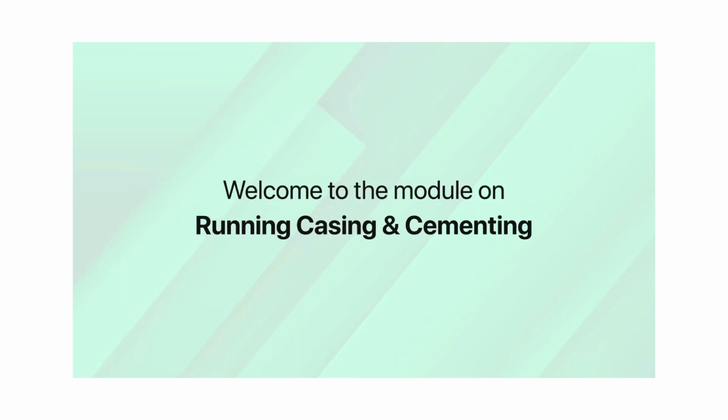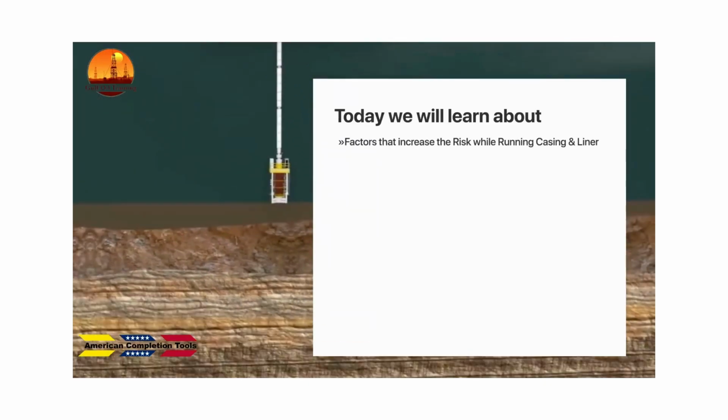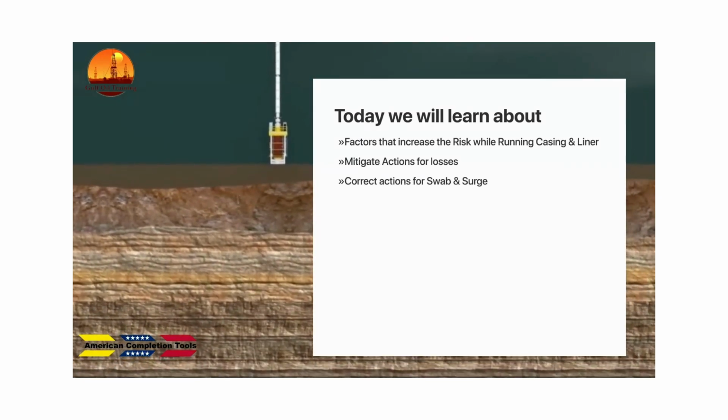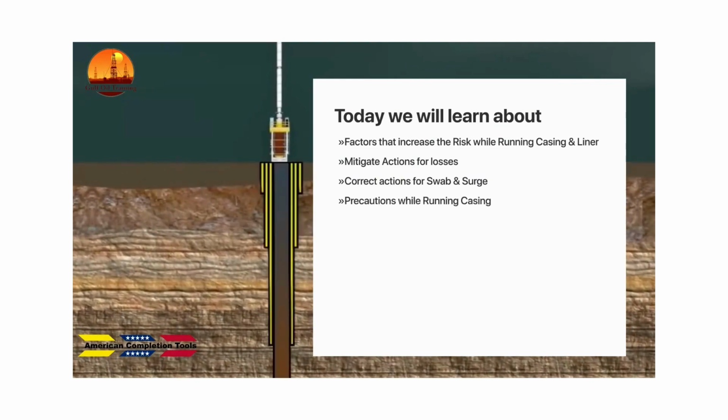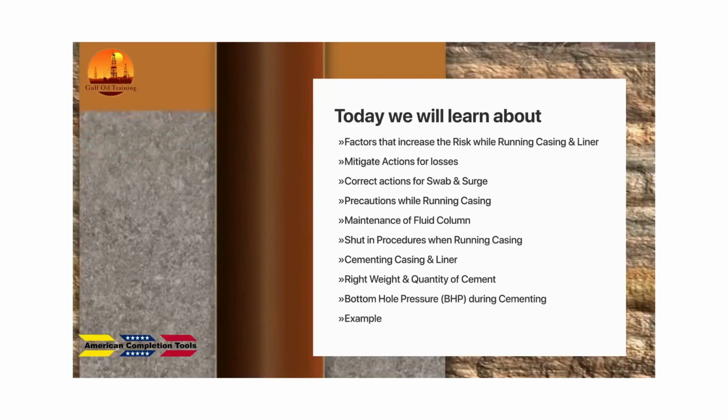Welcome to the module on running casing and cementing. Today, we will learn about factors that increase the risk while running casing and liner, mitigate actions for losses, correct actions for swab and surge, precautions while running casing, maintenance of fluid column, shut-in procedures when running casing, cementing casing and liner, right weight and quantity of cement, and bottom hole pressure, BHP, during cementing.